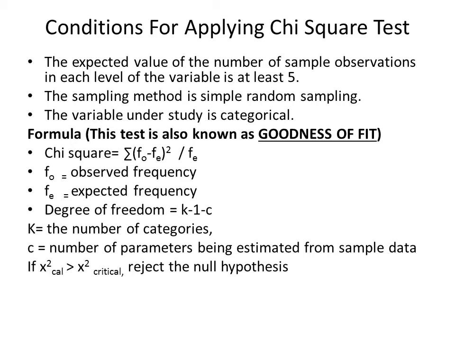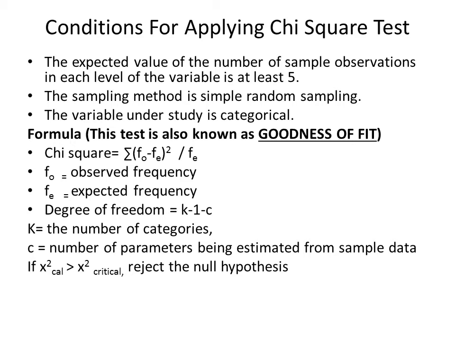Now the formula used for chi-square is summation of (FO minus FE) whole square divided by FE. This is also known as goodness of fit test. We have different tests in chi-square, at least 3 tests. Here I am discussing goodness of fit test.